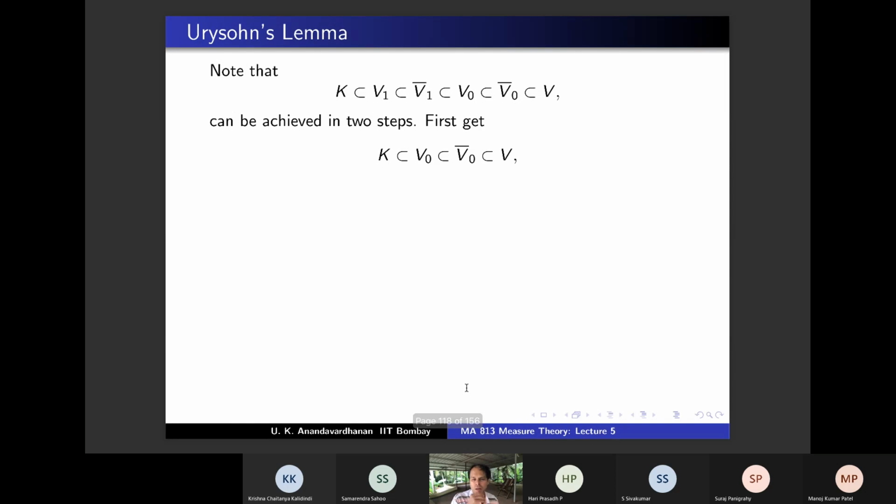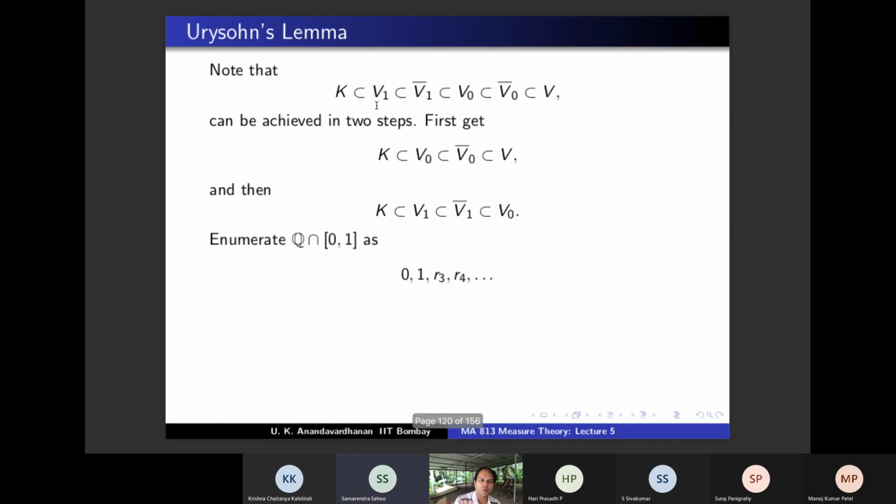First, given K and V, I can construct a V0 by that argument earlier. And given K and V0, I can construct a V1. You agree? Given any compact set contained in an open V, I can construct these open sets whose closure is compact. So like that, I can construct this.